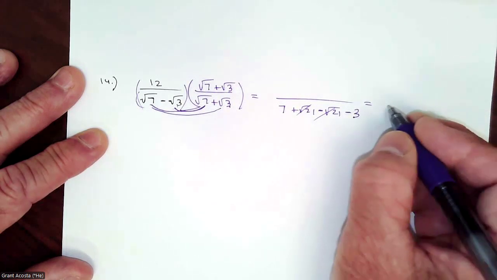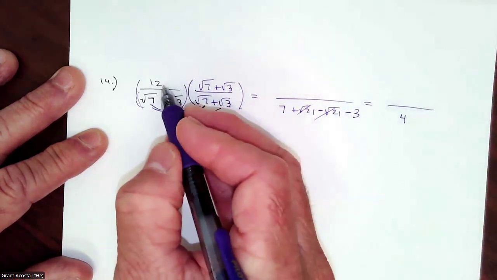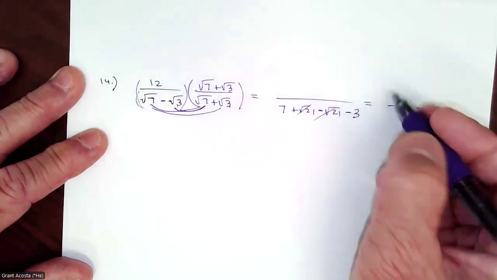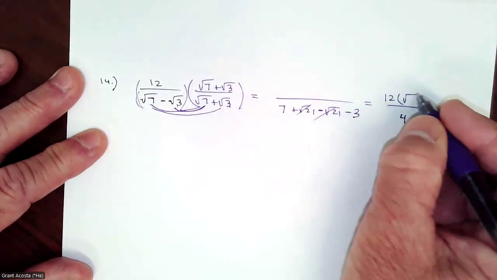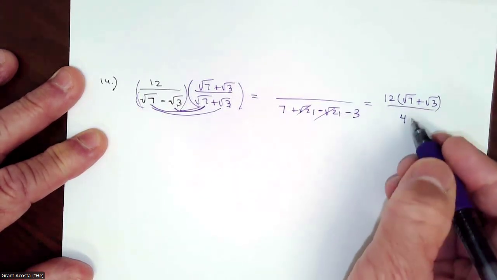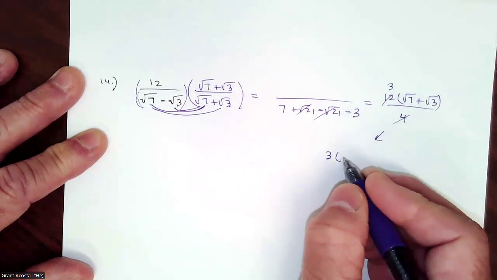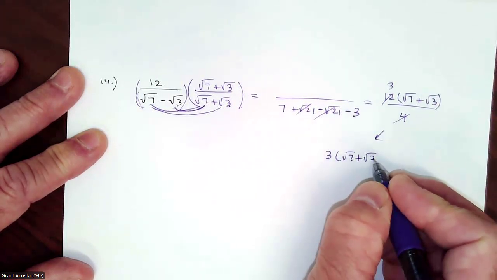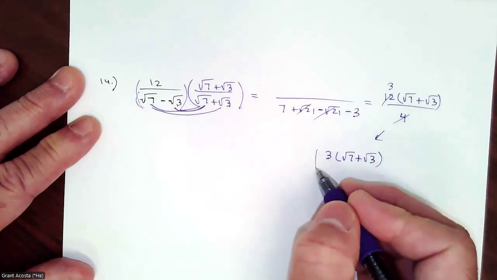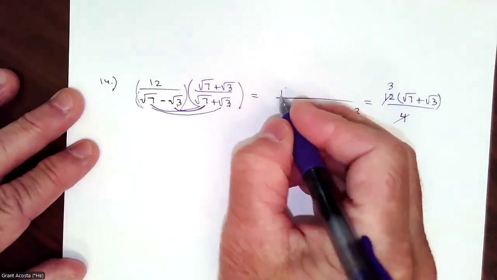So now what I'm left with in the denominator is 4, which means it's better for me not to distribute the 12 in, because I could reduce that down. 4 goes into 12 3 times. So this is going to be 3 times root 7 plus root 3. Distributing the 3 is optional. You don't have to do that. I would leave it like that. Of course, this was the same thing up here.